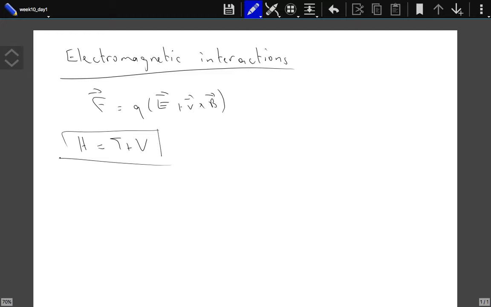Now, the first thing we will do is convert this force into an expression in terms of the potentials. You see, in electrodynamics, we can write the magnetic field as the curl of some vector potential, and then the electric field becomes minus the gradient of the scalar potential minus 1 over c times the time derivative of the vector potential.